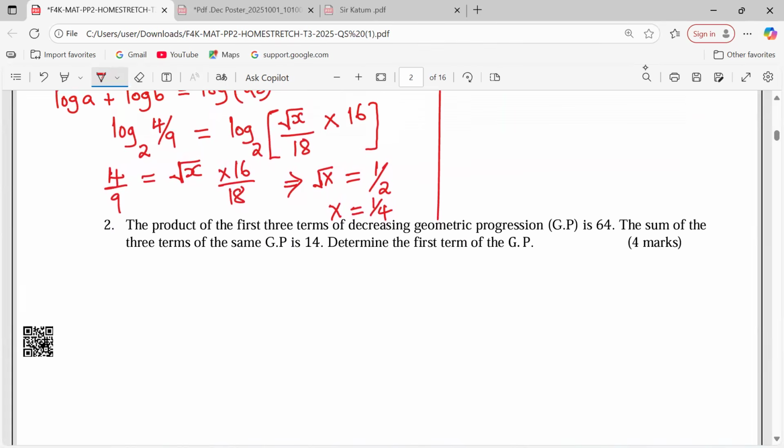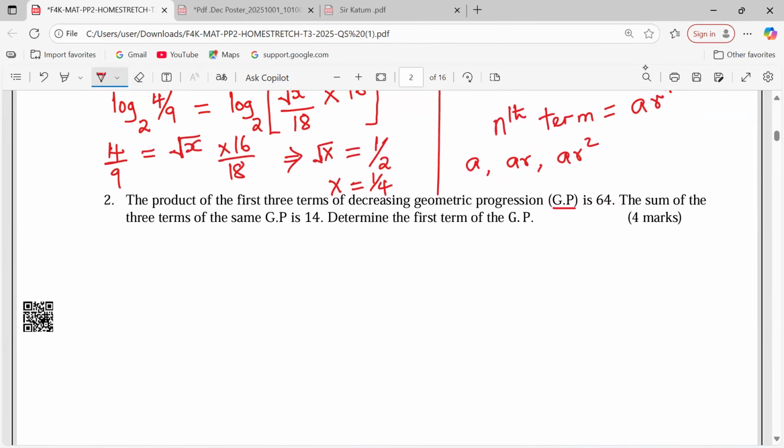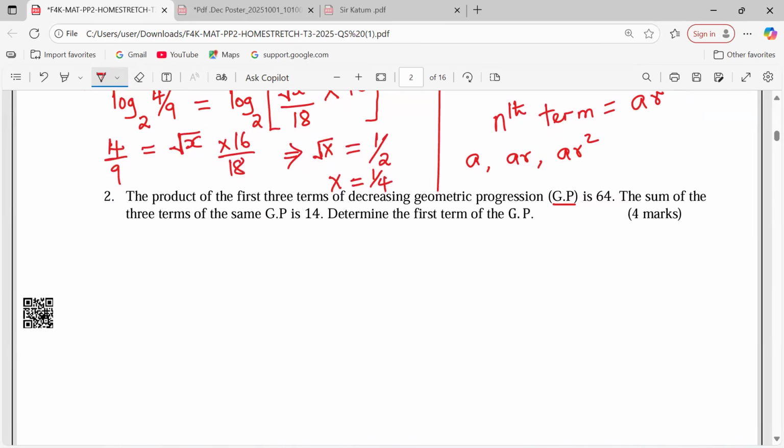it's very good for you to understand that in a GP, geometric progression, the nth term is usually given by a r power n minus 1. So when we talk about the first 3 terms, it means a, then a r, then a r power 2 as the third term. So the product of the first 3 terms means a multiplied by a r multiplied by a r squared. Now this gives us 64.